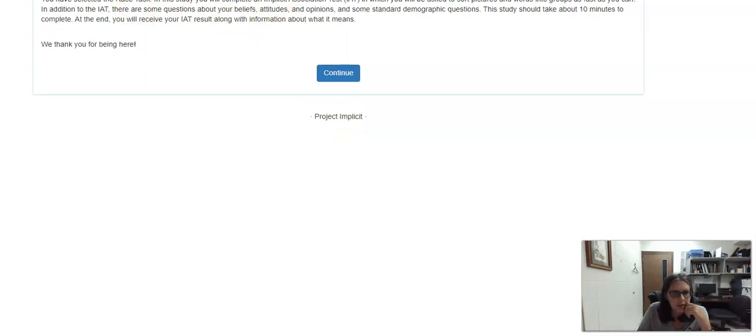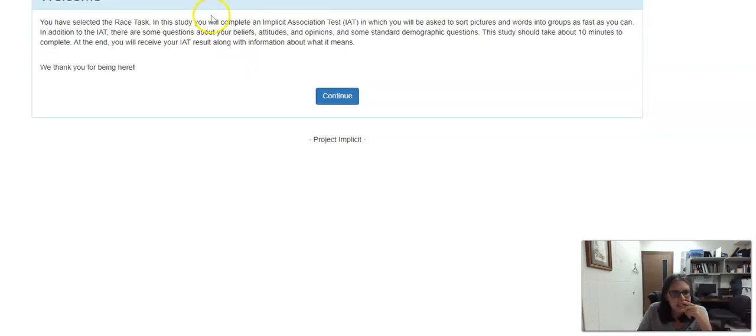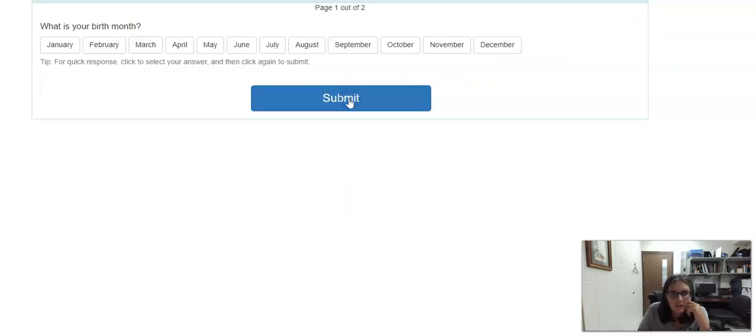This is a welcome on here. So to the race task, you'll be asked to sort pictures and words into groups as fast as you can. In addition, there will be some questions about your beliefs, attitudes, and opinions, and some standard demographic questions. It should take about 10 minutes. Okay, and at the end you get your results.